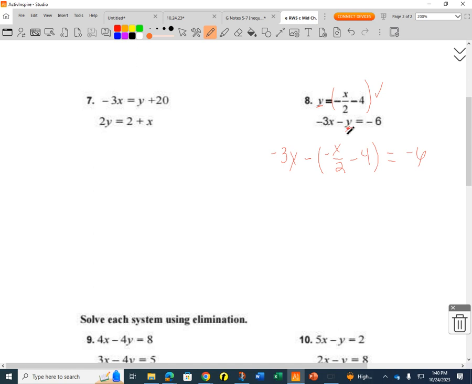But this one, like I said, is a bigger bear because you have to remember negative times a negative is a positive. So that's plus x over 2, minus negative 4 is another positive 4, equals negative 6.